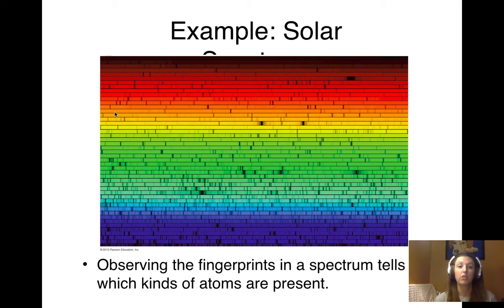But we use computers to essentially pattern match this. So by looking at this spectrum, putting it through a computer, we can figure out exactly what the sun is made out of, which is amazing when you think about it, that something like this is allowing us to do that. But that is exactly what scientists are capable of doing.